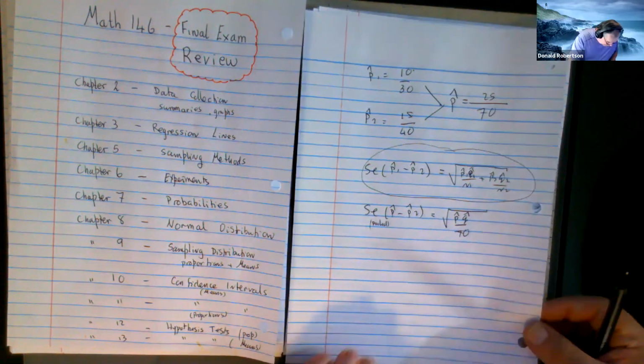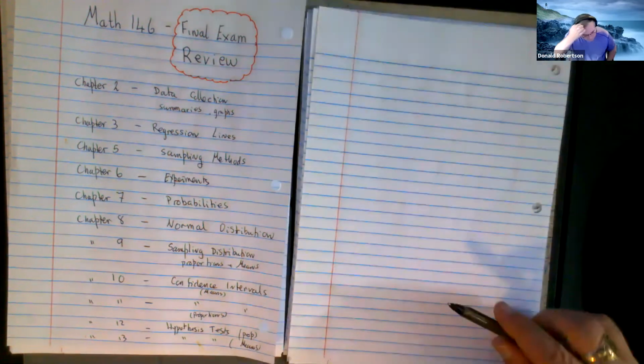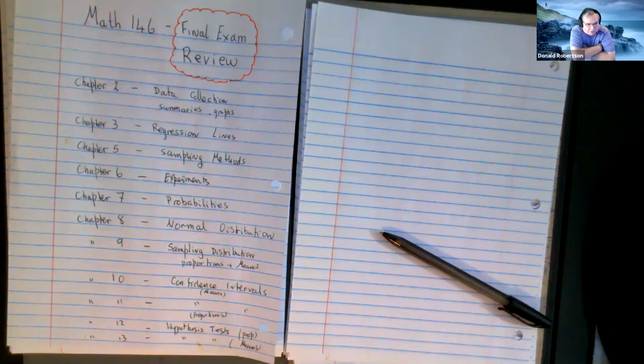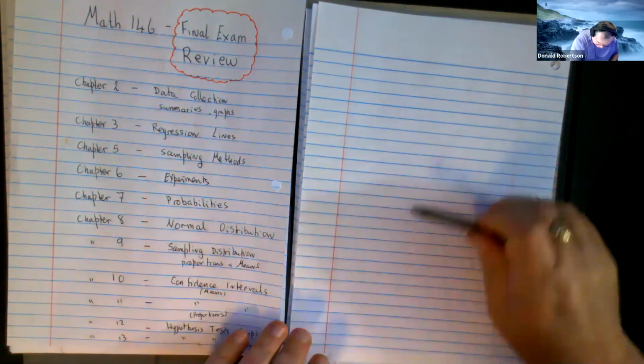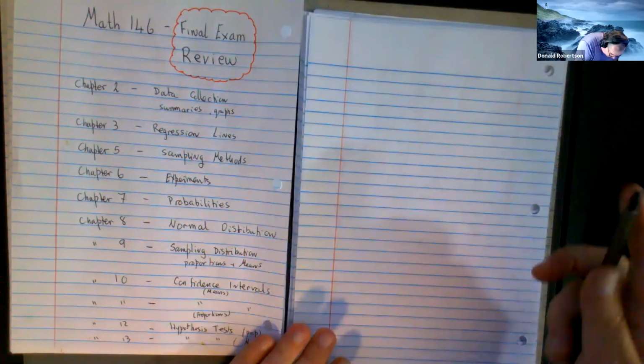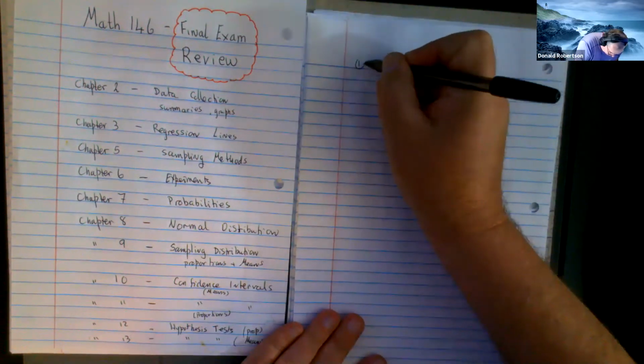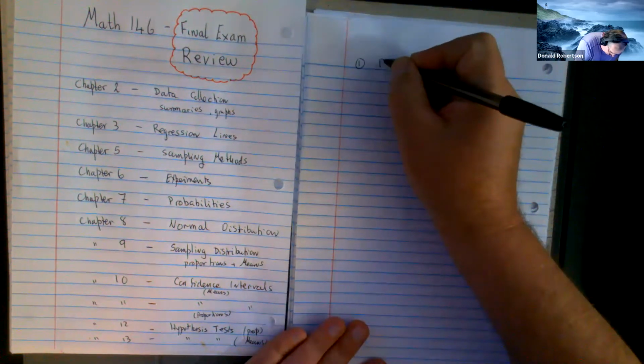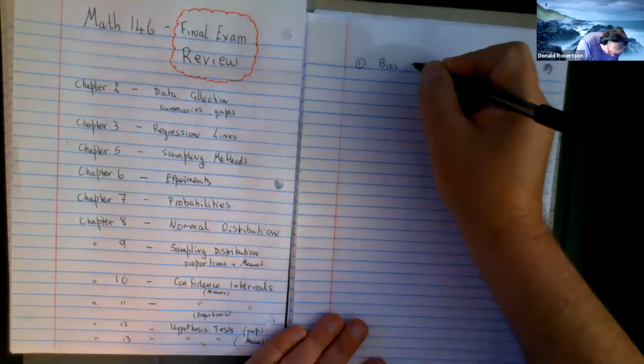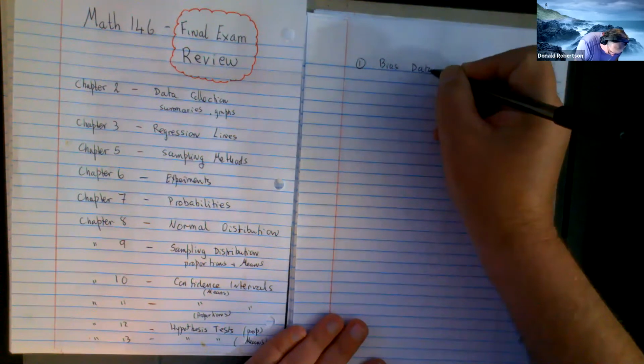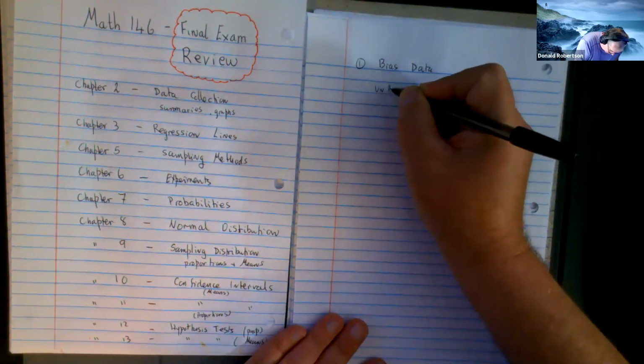Okay, so here's a big list of them. I think I got them all. Data collection, summaries and graphs. That was obviously in our first week or two. What we're doing here, well, we're looking at all the kinds of things that you do when you start off statistics. One of the things we can look at, for instance, is bias data. Or what we really want is unbiased data.